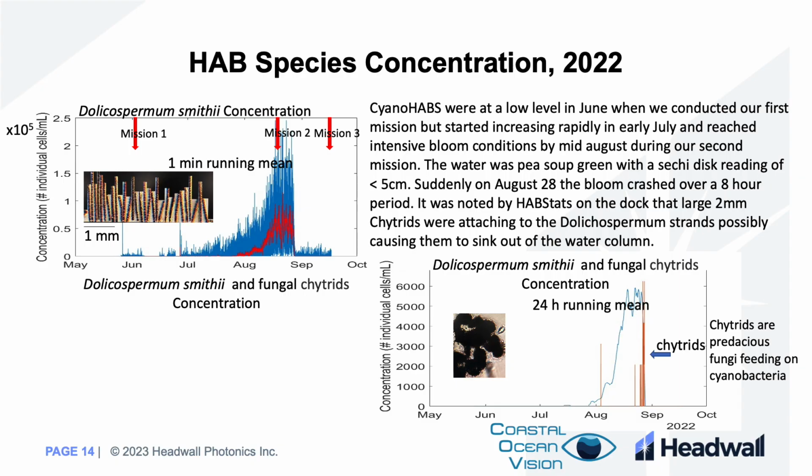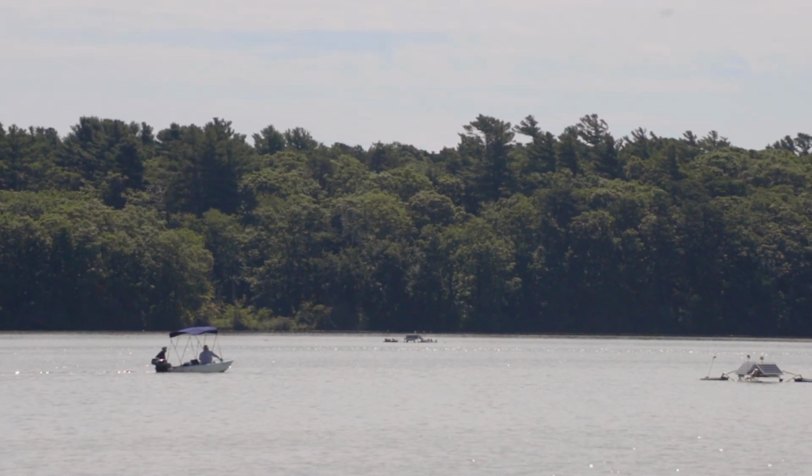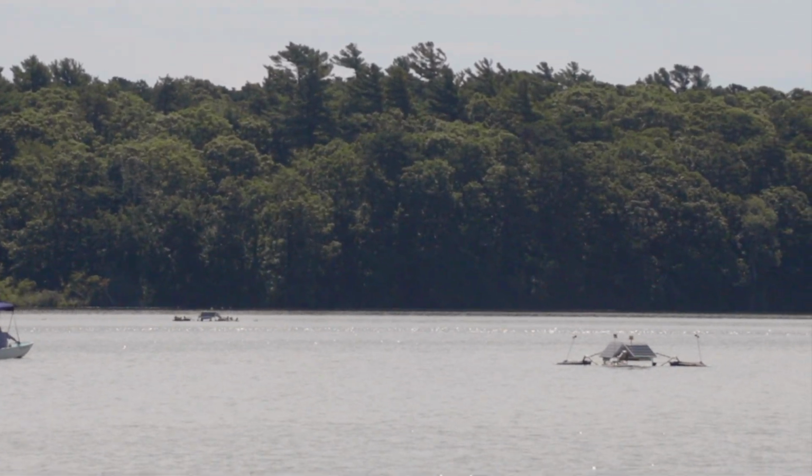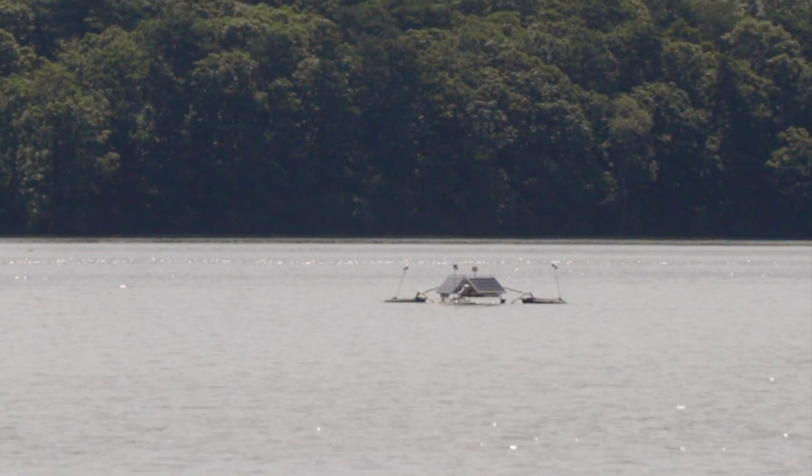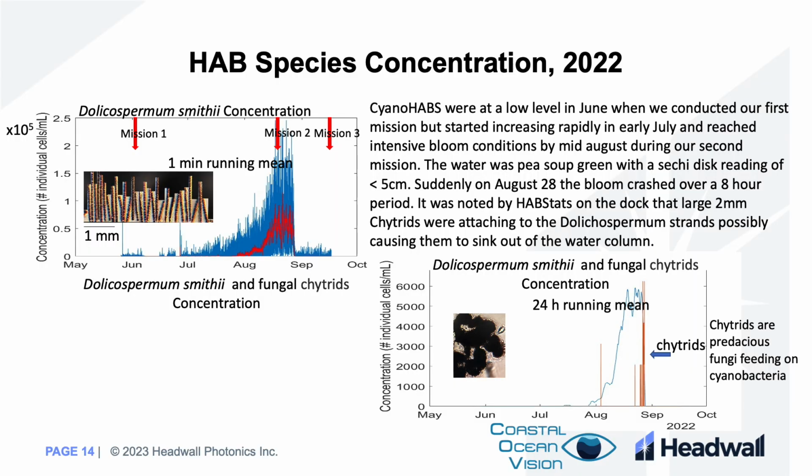So in addition to this HAB stats system that they're dragging around in a boat, there are four or five buoys that sit in the pond, and they measure the relative abundance, in particular of the Dolichospermum harmful algae, as a function of time. And I've got three red arrows there. We did our first flight over the pond, along with our colleagues in the boat, in June. We did another mission in mid-August, and we did one more mission in November.